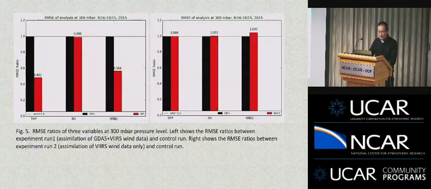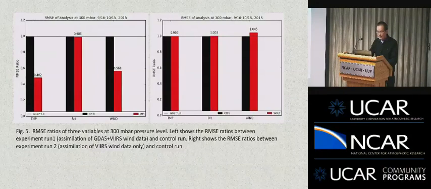So the ratio of the 3 variables at the 300 millibar pressure is fine. As you can see on the left, if you use the simulated VIIRS data plus the GDAS observation data, your ratio is like this one. The first is the temperature, this is humidity, and this one is wind.